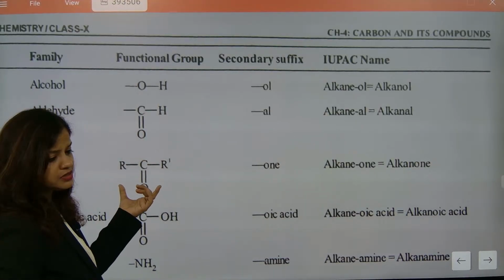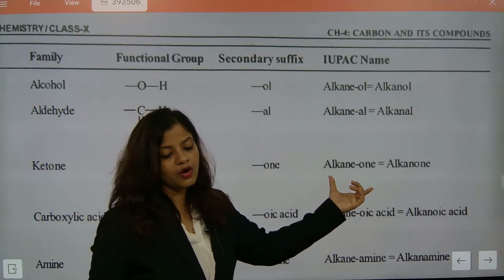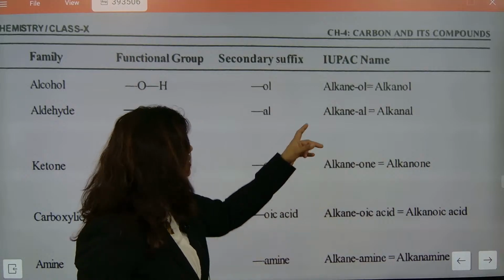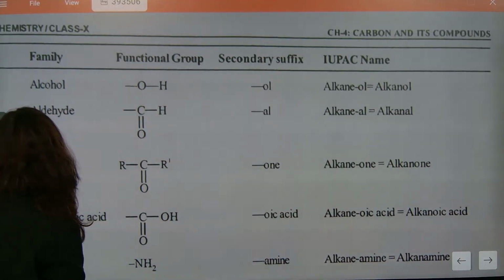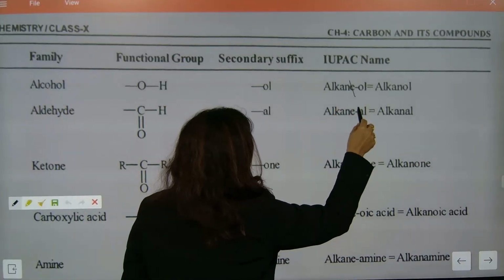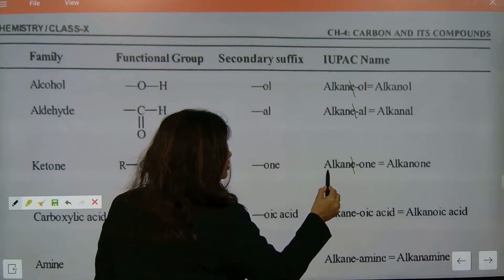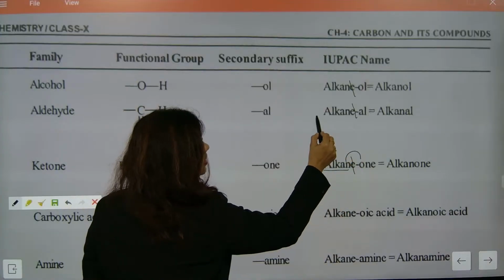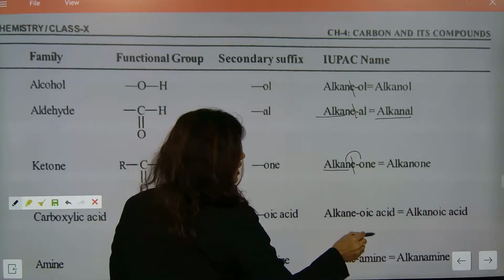Ketone, RCOR, dash one. So we are going to call it alkanone. You see, in all of this E is removed. Can you check this part? In all the things E is removed. Understood? And here you see alkanone. Alkanal. You see, after removing E, they have added the suffix.